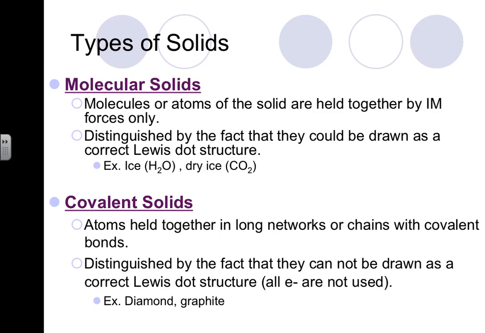They are distinguished by the fact that you can't really draw a correct Lewis structure because it just goes off into oblivion anyway. Diamond and graphite are good examples of this. At the end of this presentation today, I do have some pictures of diamond versus graphite because those are going to be two that are important to have a visual picture of in your head. So we'll get to that in a second. Again, the difference between these two: intermolecular forces hold the solid together versus covalent bonds hold the solid together.